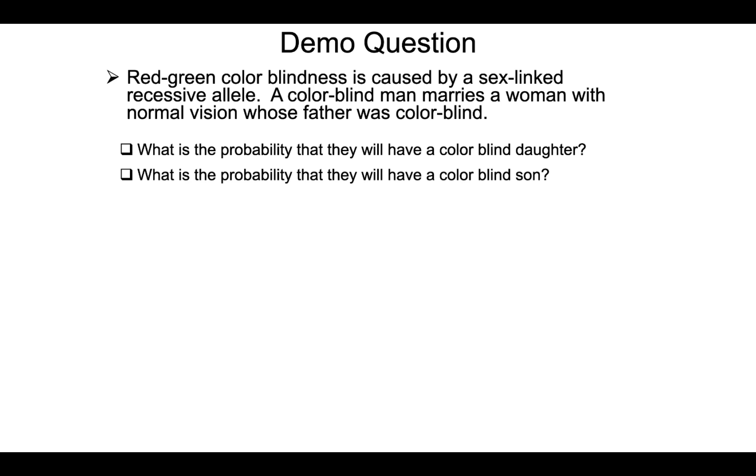So let's take a look at a situation where we have this problem. Red-green color blindness is caused by a sex-linked recessive allele, and by sex-linked, again, we mean X-linked. If we take a color-blind man and marry him to a woman with normal vision whose father was colorblind, what's the probability that we'll have a colorblind daughter? What's the probability that we'll have a colorblind son?